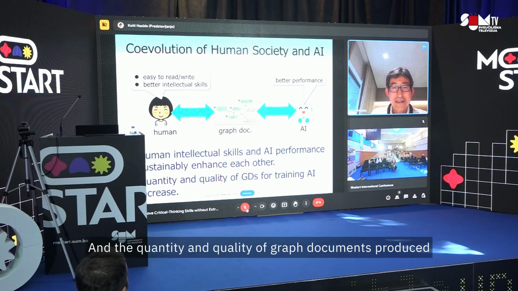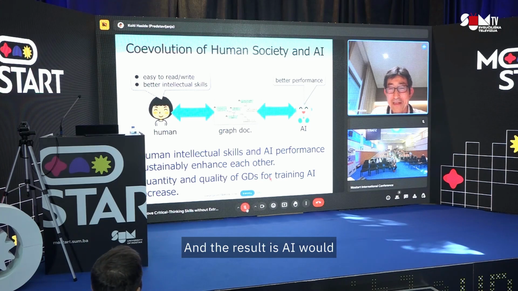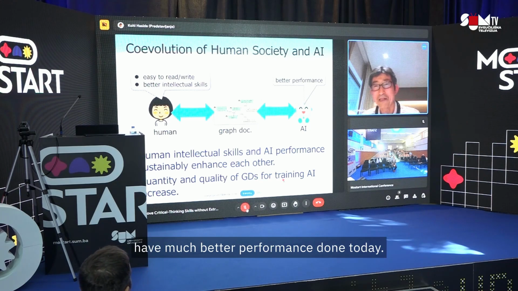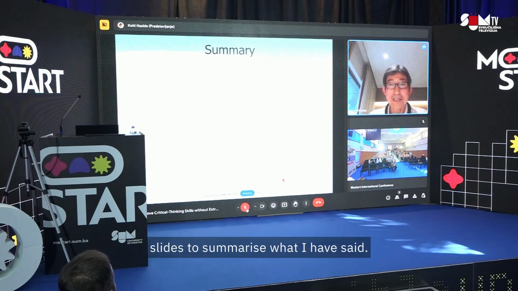And the quantity and quality of graph documents produced this way would be useful for training AI. And the result is AI would have much better performance than today. All right, now let me conclude with some more slides.